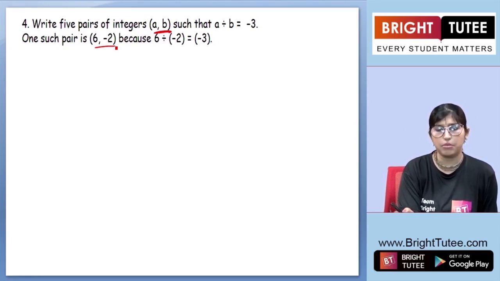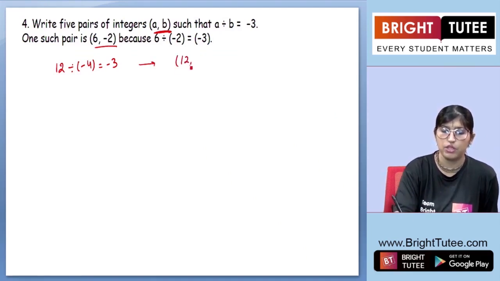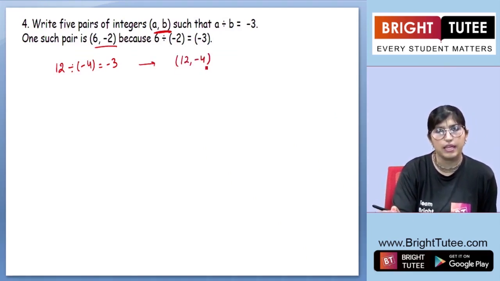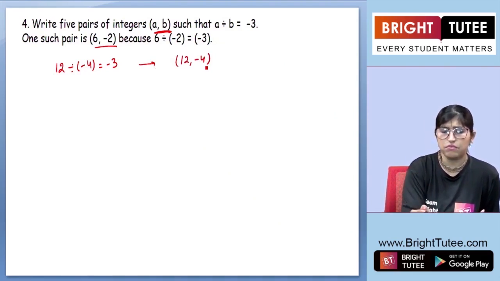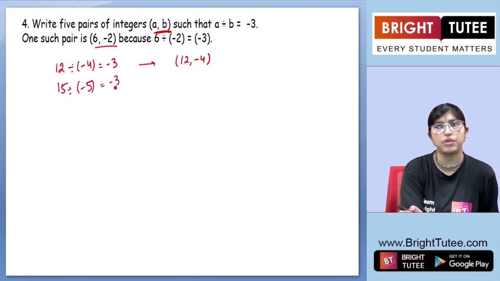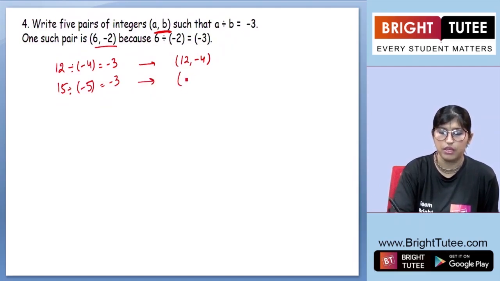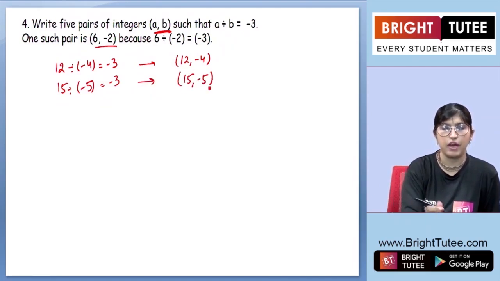We can go ahead with some other numbers too. Let's say we need minus 3. So we can go ahead with, let's say, 12. Now 12 if divided by minus 4 will be minus 3 only. So another pair could be 12 comma minus 4. Let's go ahead with some other pairs. We can get 15, which is divided by minus 5. We'll be getting again minus 3. So the next pair could be 15 and minus 5.